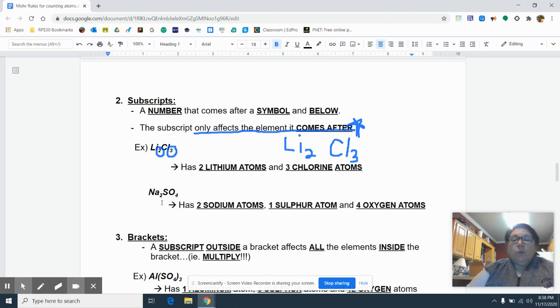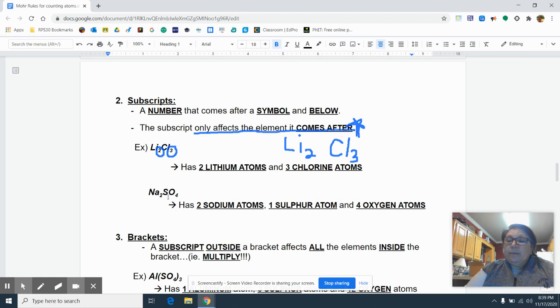Okay, if we look at the next one, we have Na2SO4. So here's your subscript. It's 2. It comes before the Na. Remember, the A goes with the N. So Na2, there's 2 sodium, because Na means sodium, 2 sodium atoms.